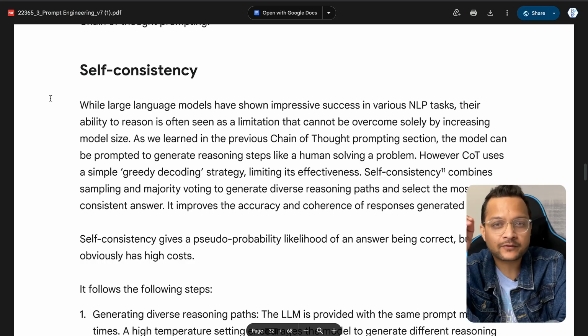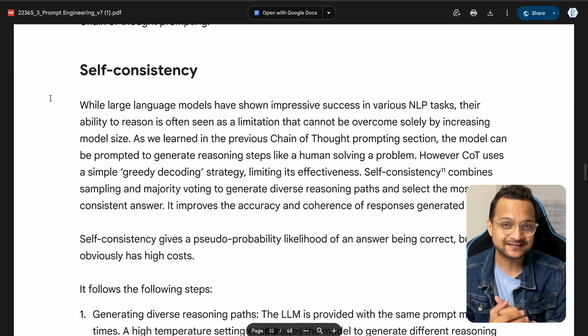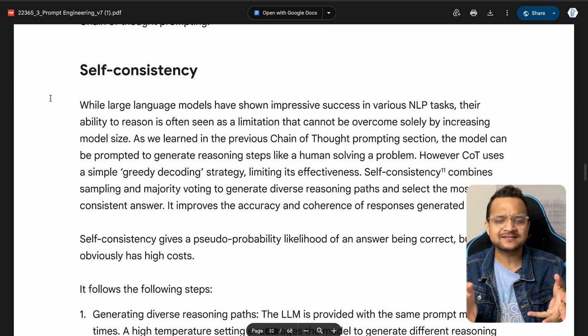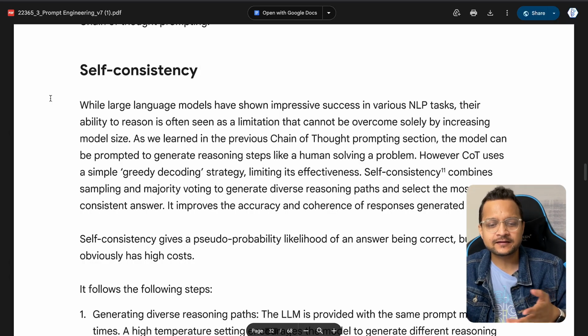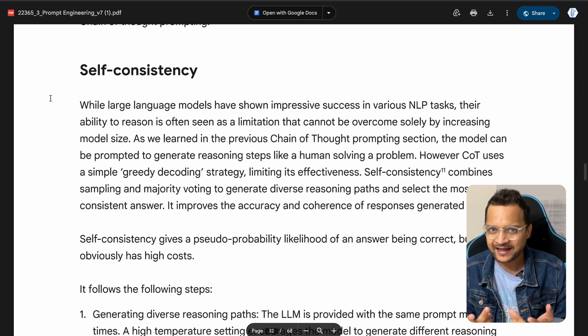Next one is the real frustrating thing. I don't like this self-consistency prompting technique, because this is just like saying things again and again so that you get different answers and choose the best one. What the heck is this?